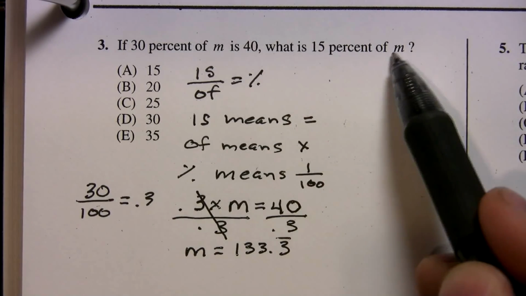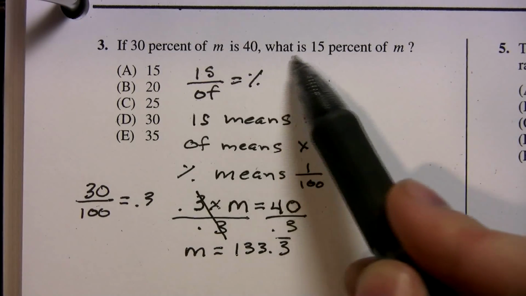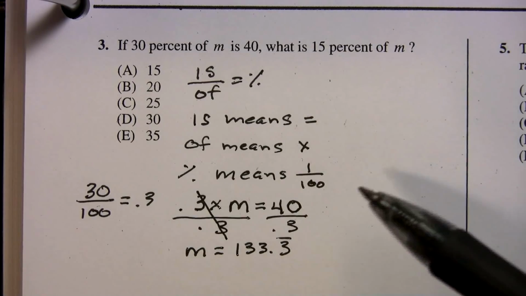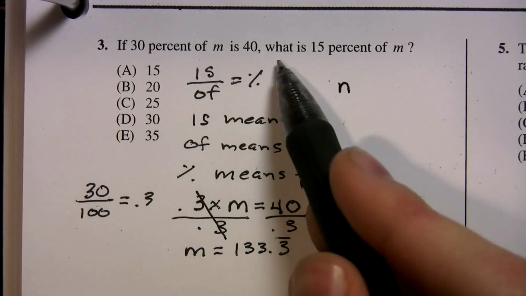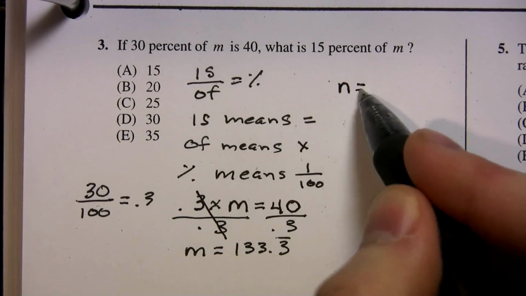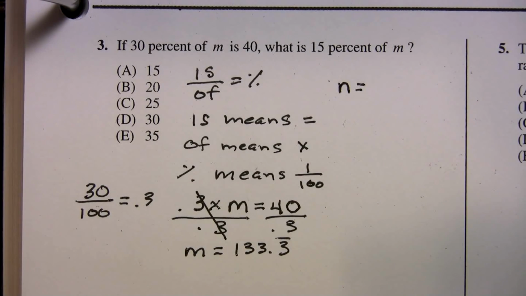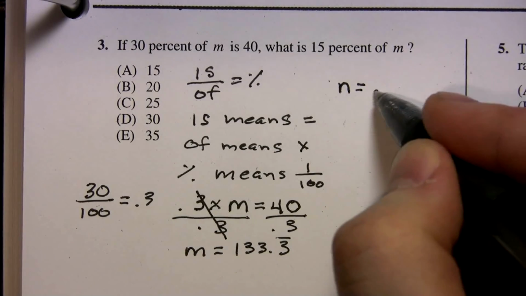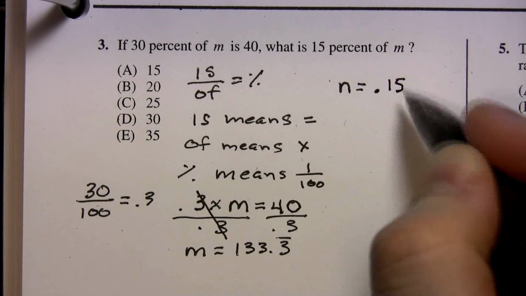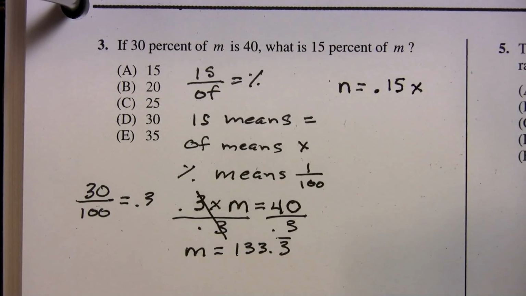It says, what is 15% of m? Anytime you see what, that's your variable. Alright, so I'm just going to make it a variable here, we'll make it n. n is 15%. Well, 15% is going to be 15 over 100, or 0.15 of m.